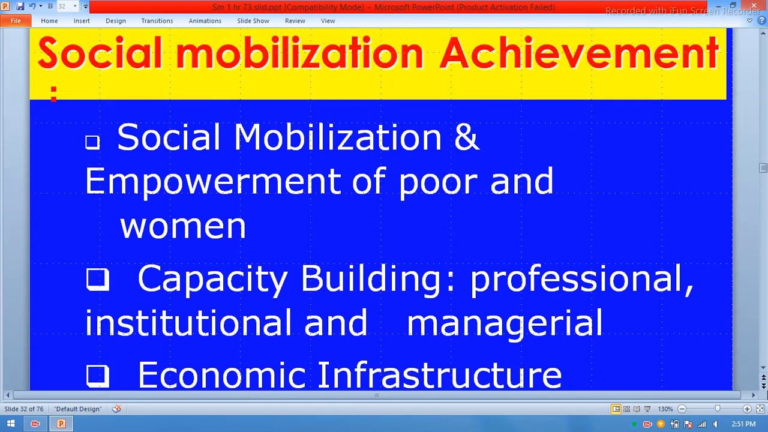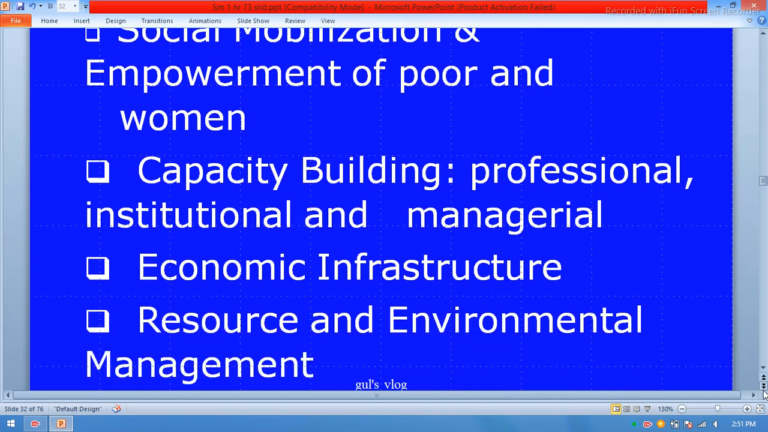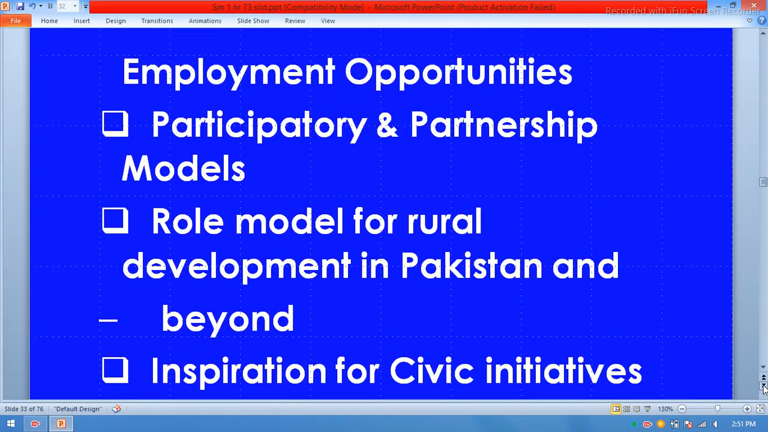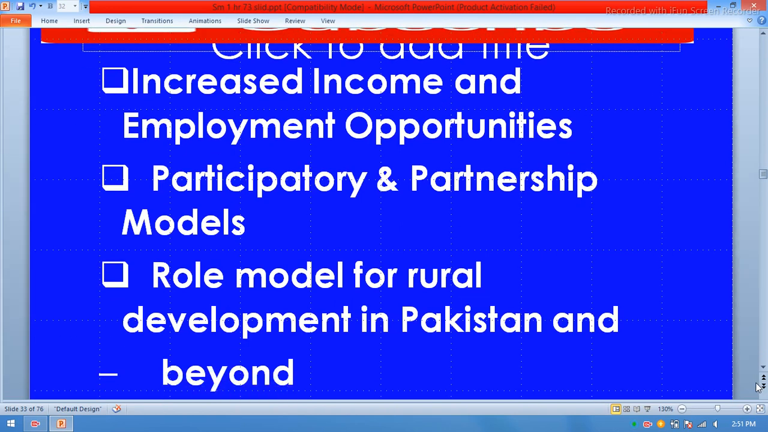Social mobilization achievements are empowerment of the poor and women, capacity building, professional, institutional, and managerial, economic infrastructure, and resource and environmental management. Increased income and employment opportunities, participatory and partnership models, and a role model for rural development in Pakistan and beyond.